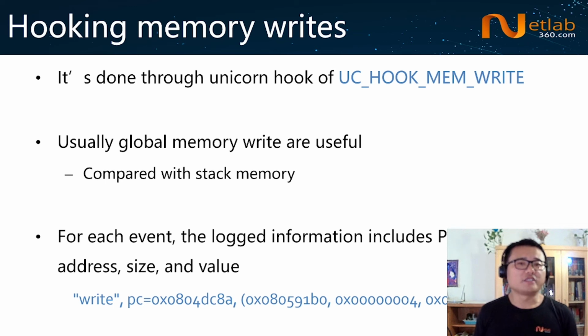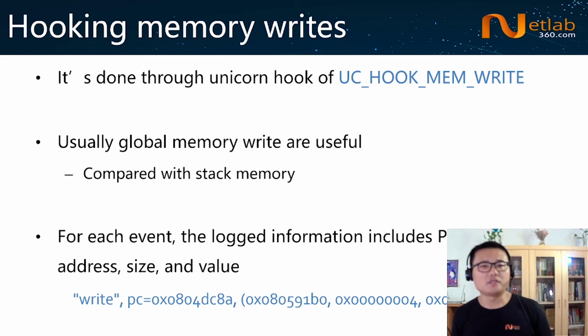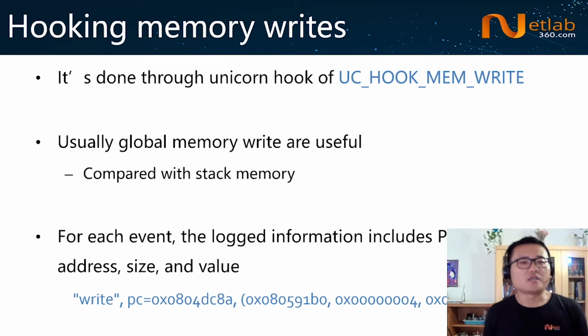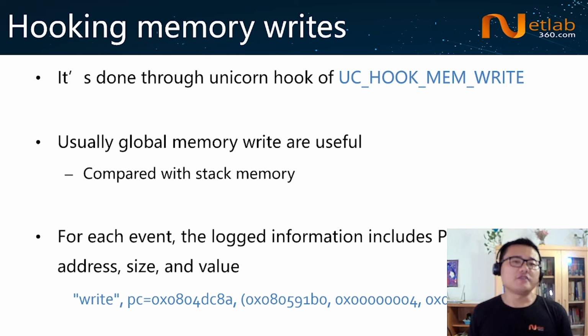Memory write hooking is done through the Unicorn hook or hook memory write. Usually, only global memory writes are useful, compared with stack memory writes. And for each write event, the logged information includes the PC, the write address, the size, and the value, as shown by the following line.